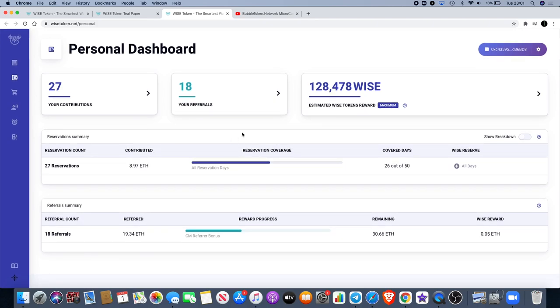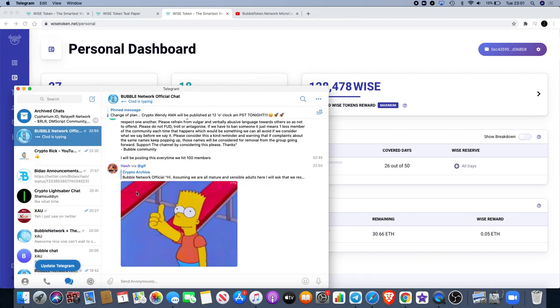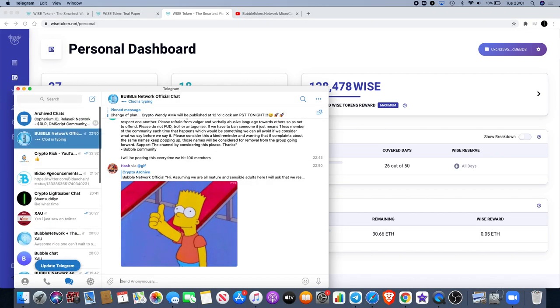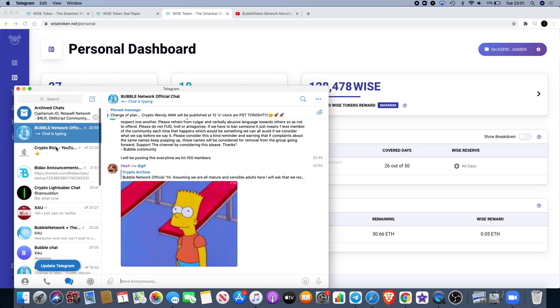Obviously, I've got this spread out over most of the days anyway, but as we get closer to the end, I definitely want to put more Ethereum into Wise. Okay, now another thing that interested me is that there was something else that they said, or that I saw on one of the Wise videos.